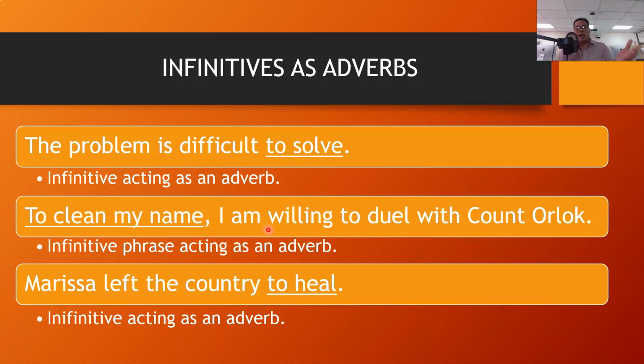So I can move this infinitive phrase to the end of the sentence, and it's going to make sense as well. To clean my name, I am willing to duel with Count Orlok, or I am willing to duel with Count Orlok to clean my name. So teacher, if you can put it at the end, if it's easier for me to not confuse it with a subject, why do I move the adverb to the beginning of the sentence? Well, we do this because we want to bring special emphasis to this piece of information. So when you want to bring special emphasis to a piece of information in the sentence, what you can do is move it to the beginning.